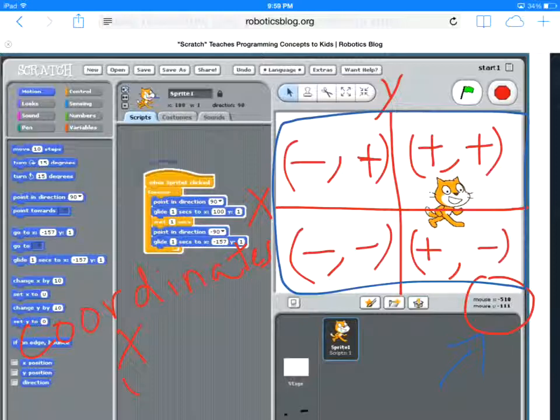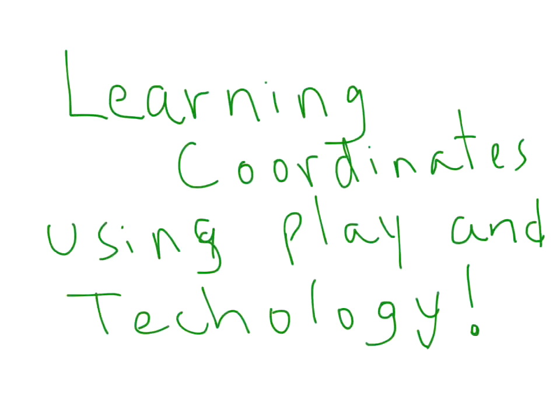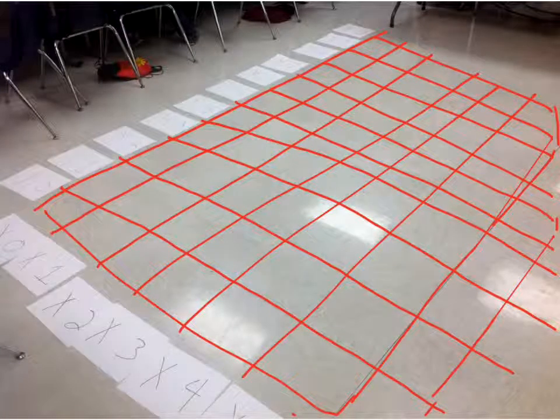As they're programming right here, where it says when the sprite is clicked, it points to what direction, and they're going to glide 1 second to X and Y. Right here they're already being taught negative and positive numbers, which are reflected right here. And as they're doing their movements during the computer scripts, they're learning coordinates using play and technology.